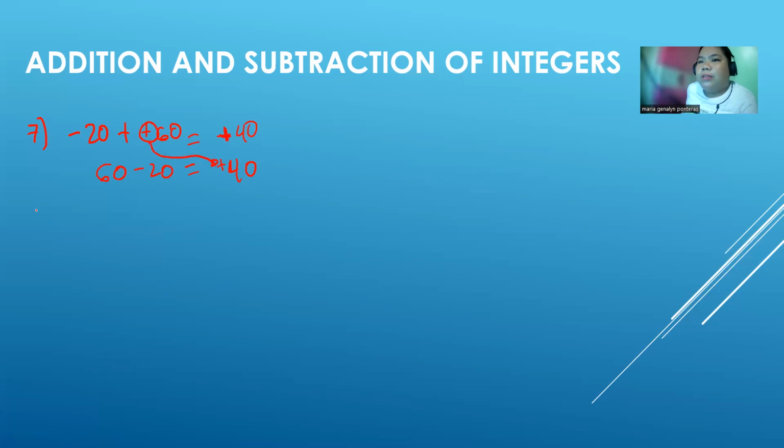Let's say this one, negative 80 added by positive 50. So what's the answer? This would be negative 30. So what are you going to do? You have 80 minus 50. You have 30. So follow the sign. You follow the sign nung pinakamalayo sa 0. So what will be the rule?